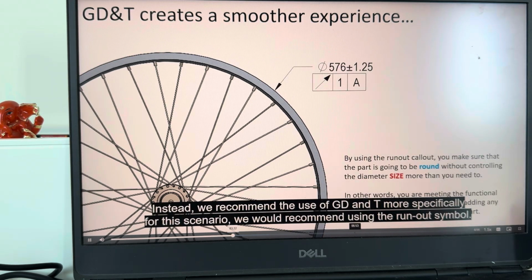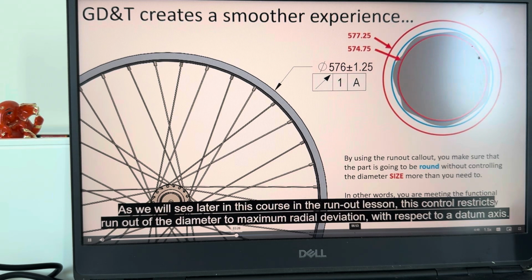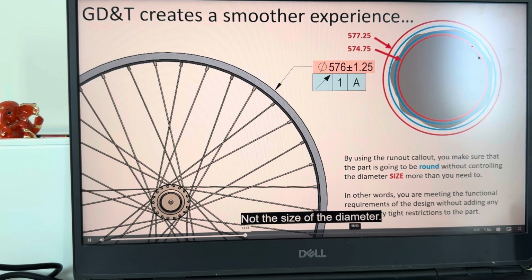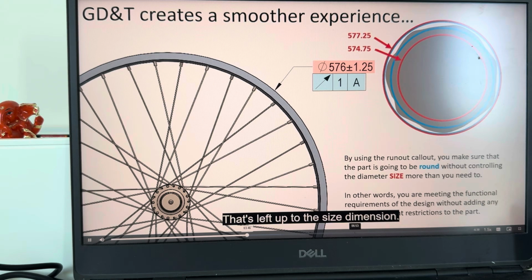Instead, we recommend the use of GD&T. More specifically, for this scenario, we would recommend using the runout symbol. As we'll see later in this course in the runout lesson, this control restricts runout of the diameter to a maximum radial deviation with respect to a datum axis. The datum feature, in this case, will be the axle of the rim assembly, and runout will only control the radial deviation, not the size of the diameter. That's left up to the size dimension.